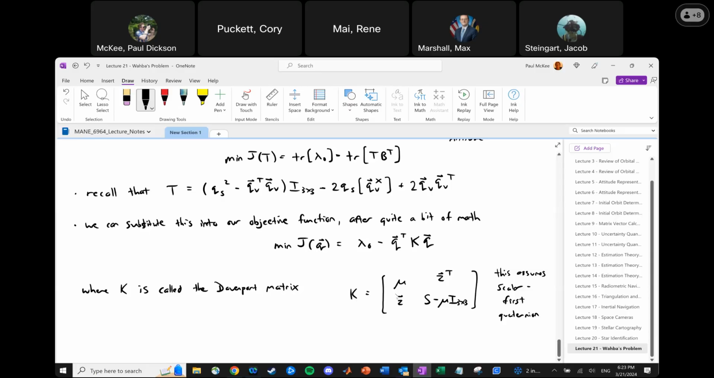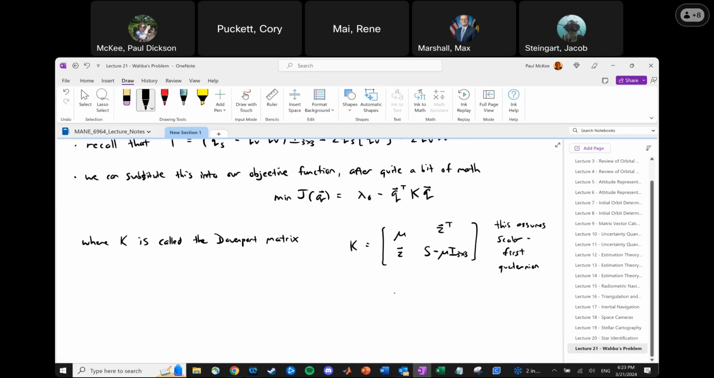Now, mu is the trace of B, where B is the attitude profile matrix. Okay. S is B plus B transpose. And Z, the cross product, so it's a Z cross product matrix, is B transpose minus B. So if you compute B transpose minus B, and then you look at the top, you've got your 3 by 3, it's going to be this term, and this term is all you need to find your Z vector. Or you could write something which basically undoes the cross product matrix operation.